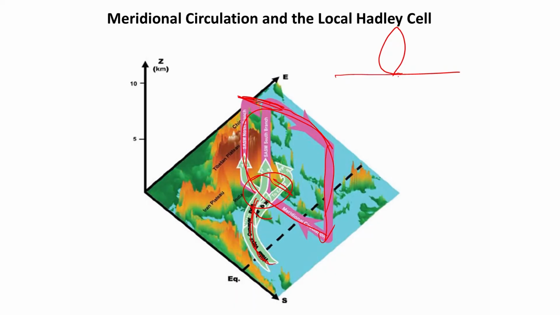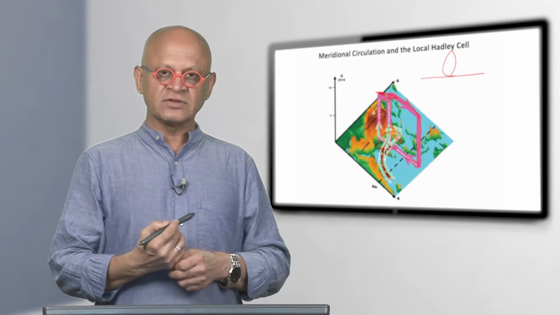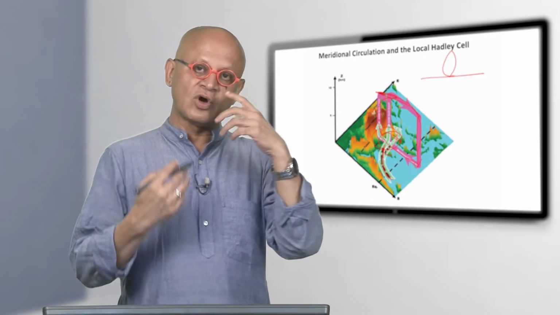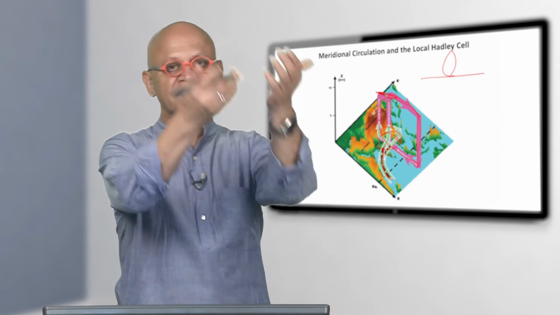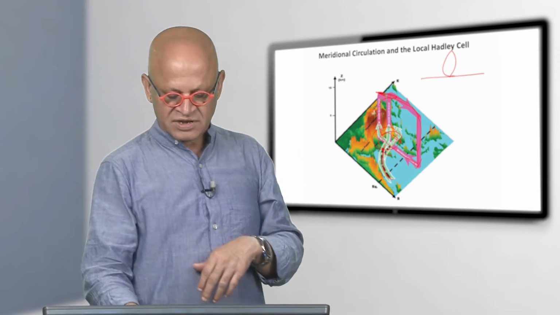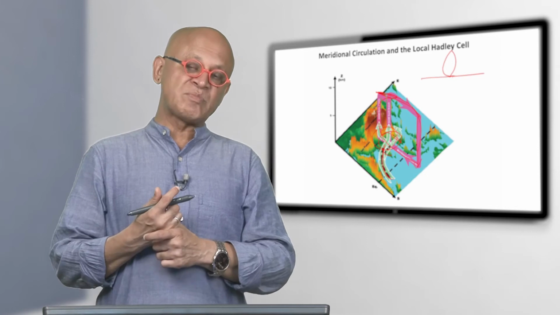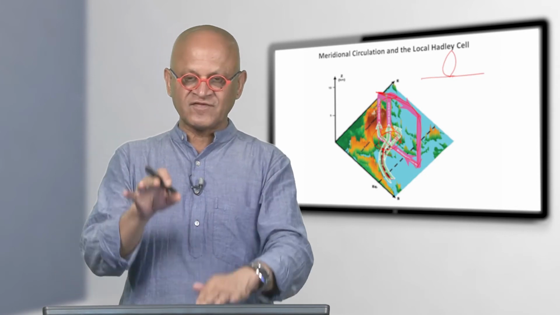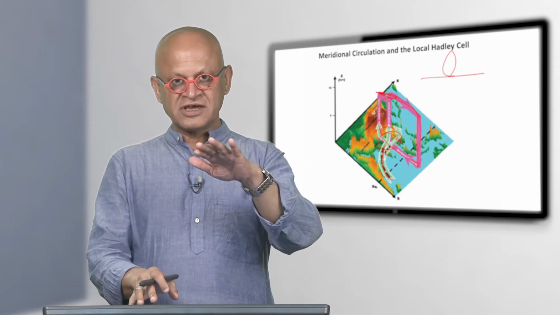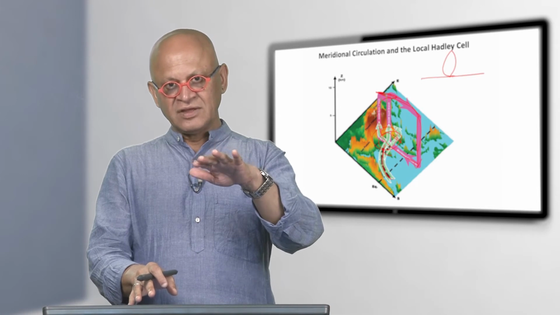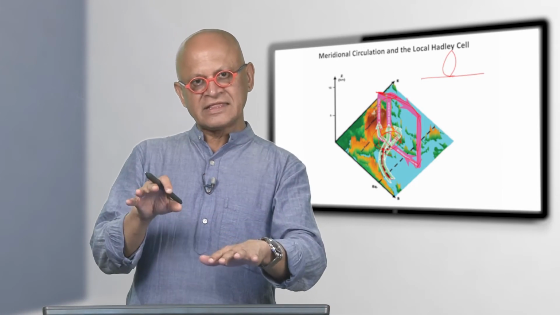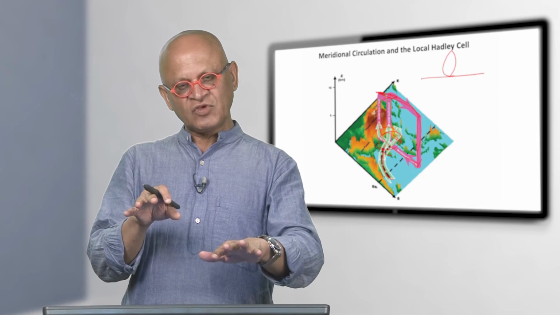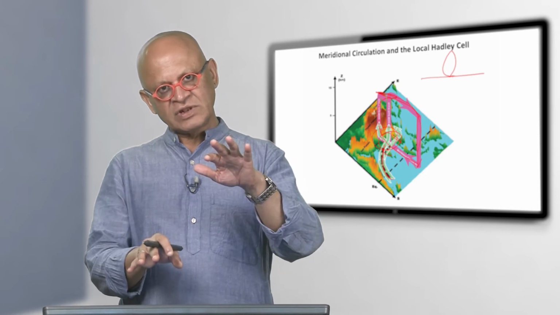So, remember that the global Hadley cell is rising on the equator and sinking off the equator, whereas the monsoon is off the equator. So, the rising is happening off the equator, the flow is coming back to the equator and sinking. Is it that simple? No, it turns out that there is an oscillation. India is getting rains for a few weeks, and then there will be a mini drought for a few weeks, and then it will start up again.